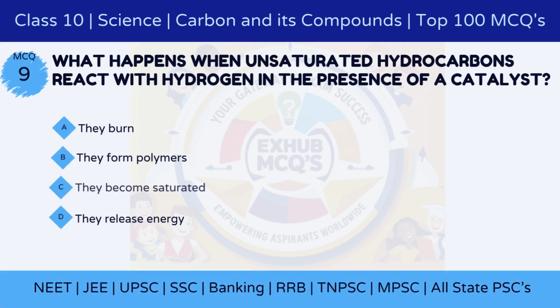MCQ 9. What happens when unsaturated hydrocarbons react with hydrogen in the presence of a catalyst? Option A, they burn. Option B, they form polymers. Option C, they become saturated. Option D, they release energy.